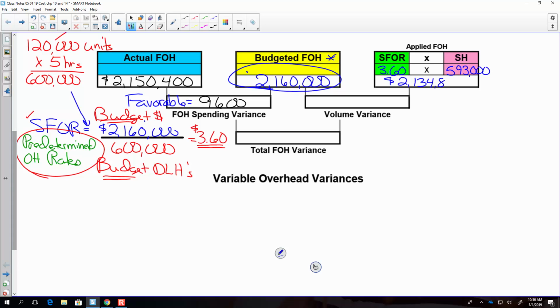Yee, what's my amount here, my applied fixed overhead? 2,134,800. Excellent. All right, and Liz, what's my volume variance? 25,200. In which direction, Liz? Unfavorable. How come? Because applied fixed overhead is lower than budget fixed overhead.